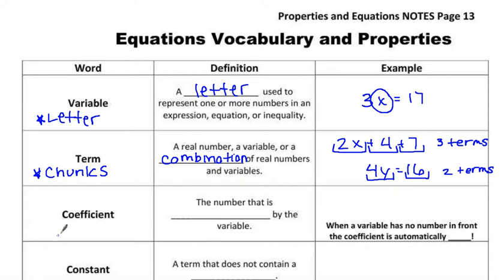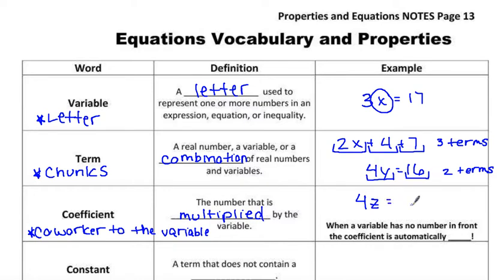The coefficient I describe as the coworker to the variable. So it's the coworker to the variable, and it is the number that is multiplied. So if I give the example for z, and I put a little slash mark through the z so you are not confused that it's a 2, 4z equals 8. The coefficient in this problem would be the 4.